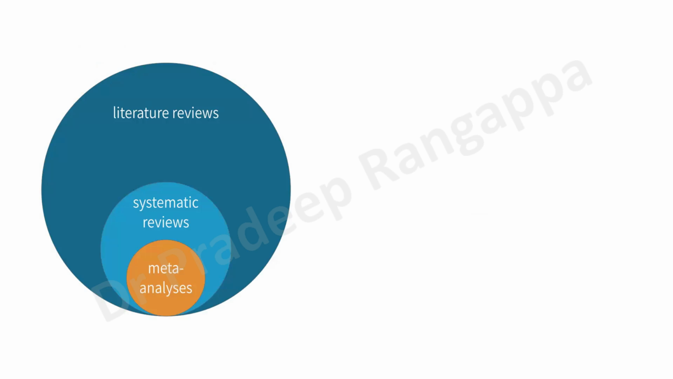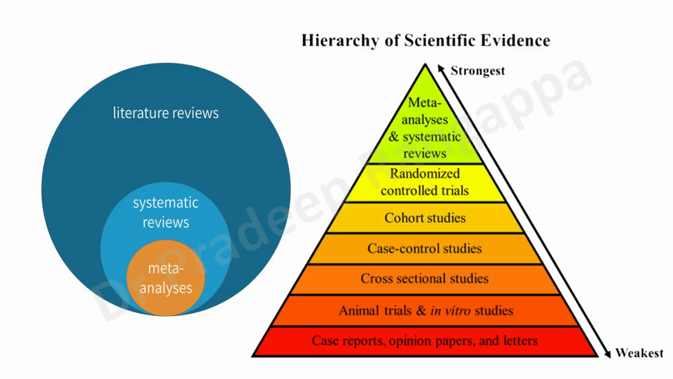So, why is it important? Because in the hierarchy of all the literature, meta-analysis and systematic review have more strength with regards to the evidence, and we give more weightage to it. It is a pyramid approach. The least strength is for case reports, opinions, and letters to the editor. Following this are animal trials, cross-sectional studies, case control, and cohort studies. Even randomized control trials come a little below. Meta-analysis and systematic review form the core of the strength of evidence.